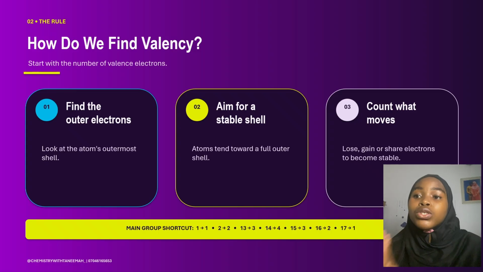Now the third step is to count what moves. What are you losing? What are you gaining? For atoms that have a larger number of electrons in the outermost shell, they tend to gain electrons. But for atoms that have fewer electrons in the outermost shell, they tend to lose electrons.